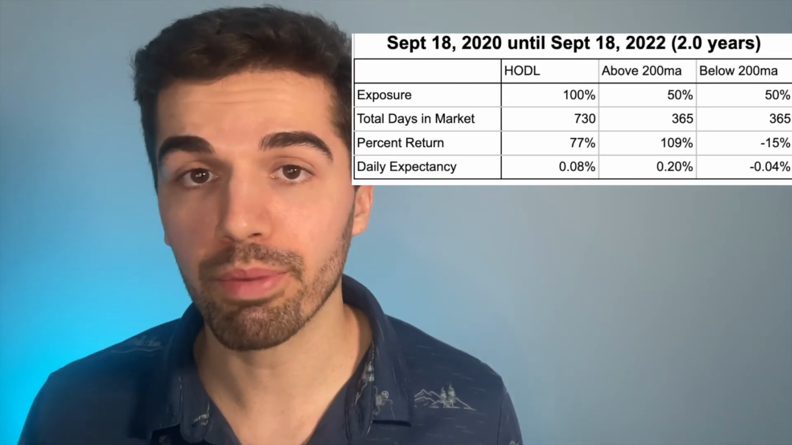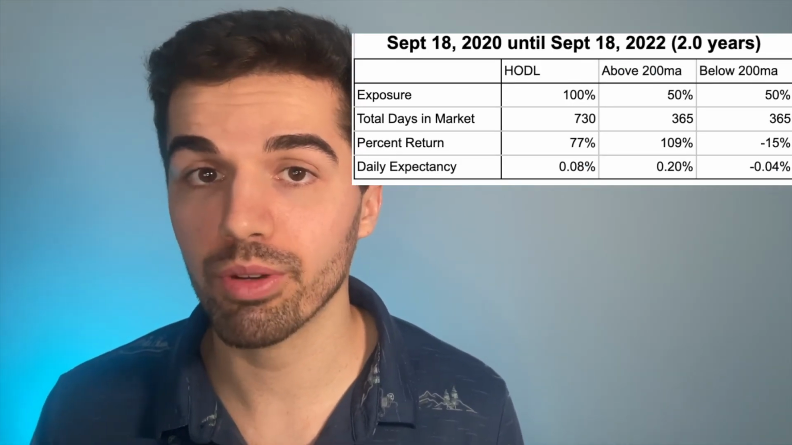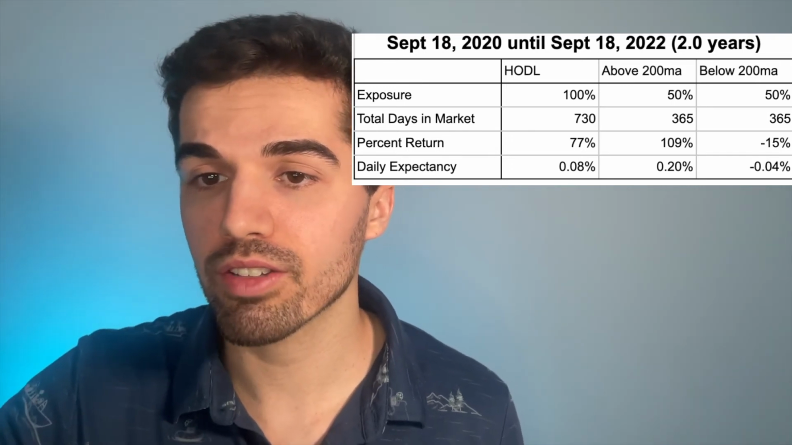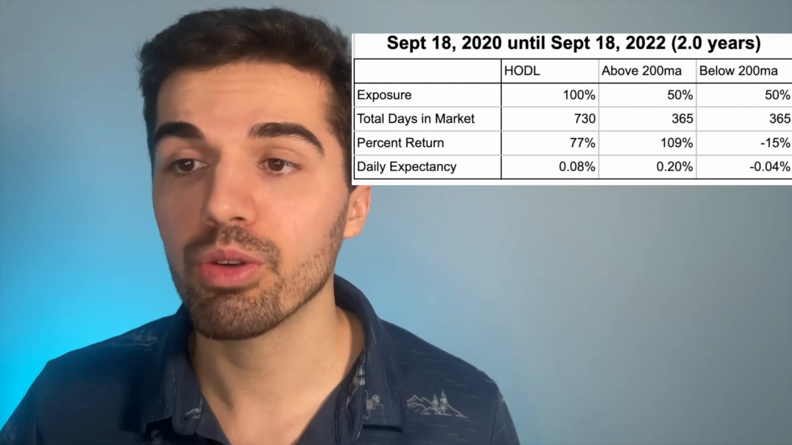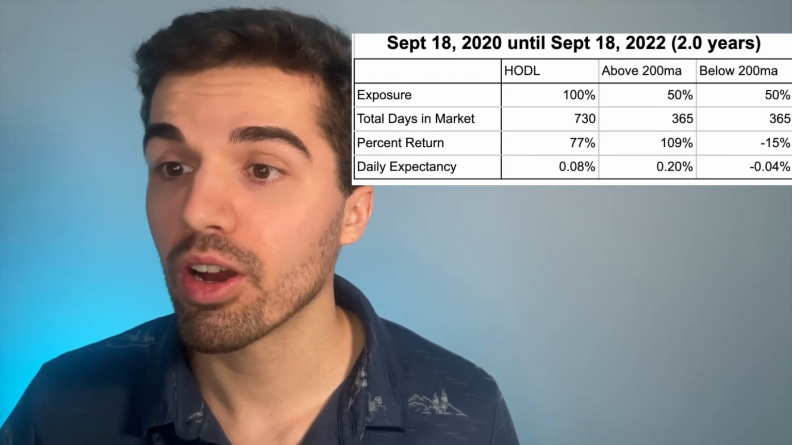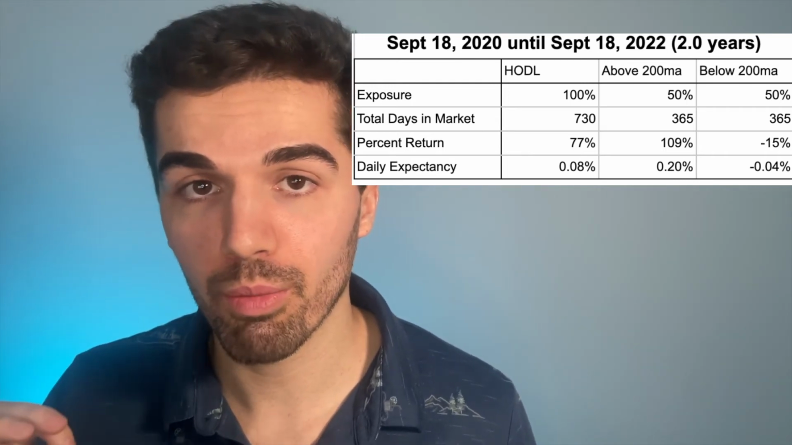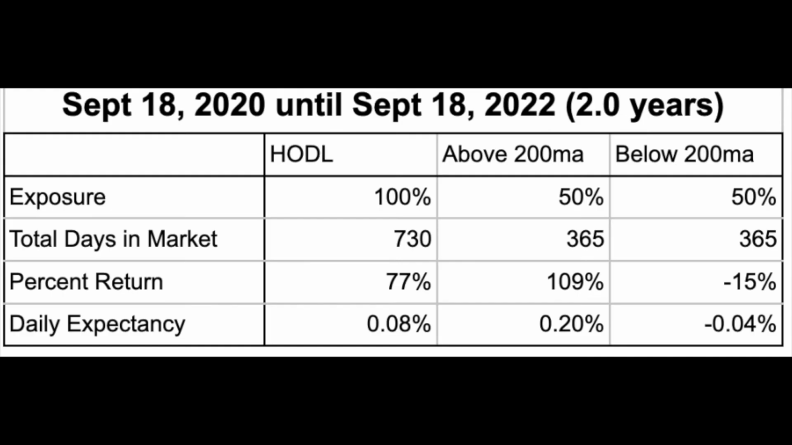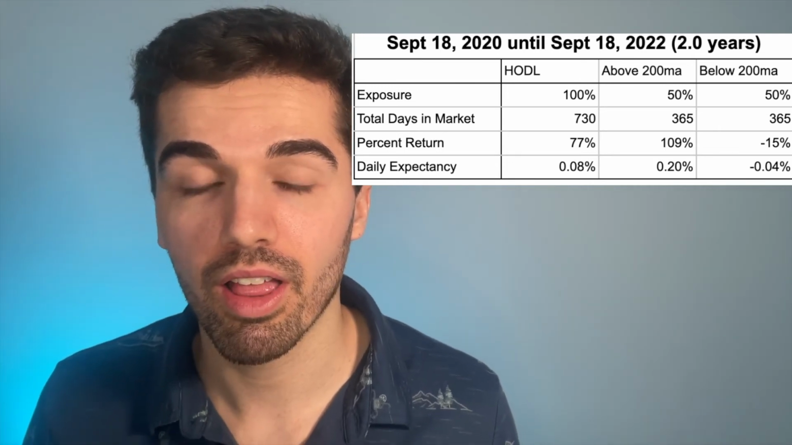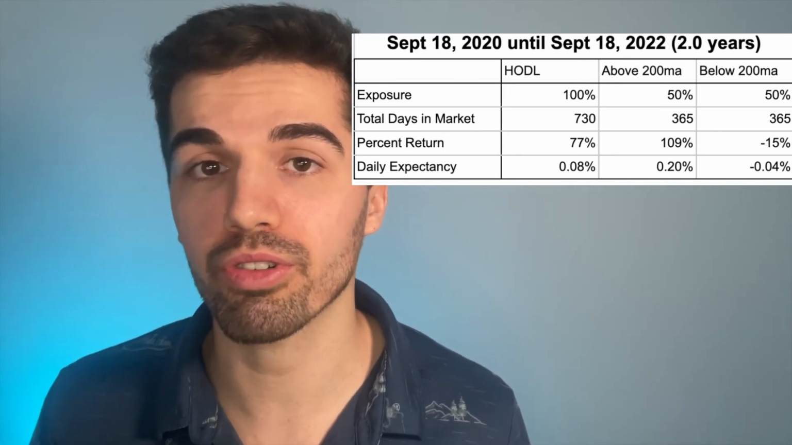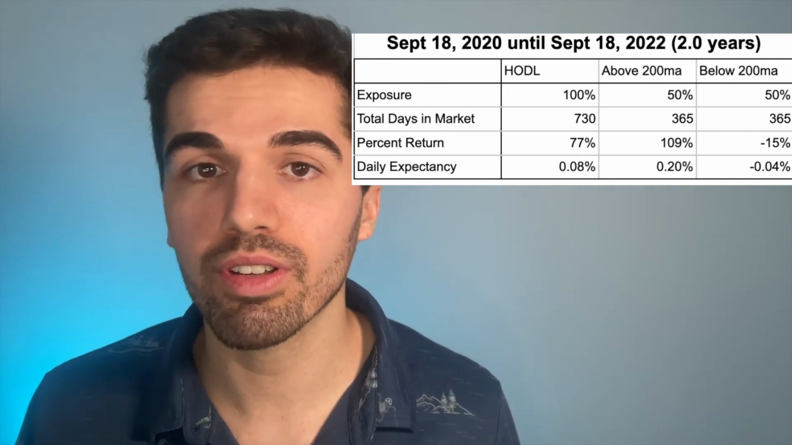Moving on to the percent return over the last 2 years, you could see that you would have made 77% in 2 years holding Bitcoin. You would have made more than that, 109% buying above the 200-day SMA and selling when it gets below, despite only being in the market half the time, half the risk. Then if you bought only below the 200-day SMA, then you would have lost 15%.